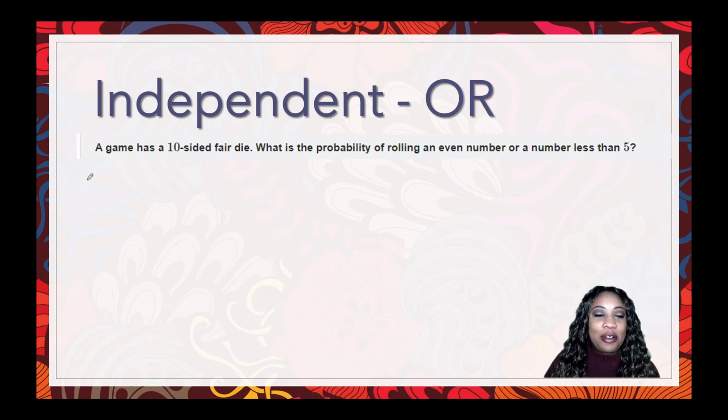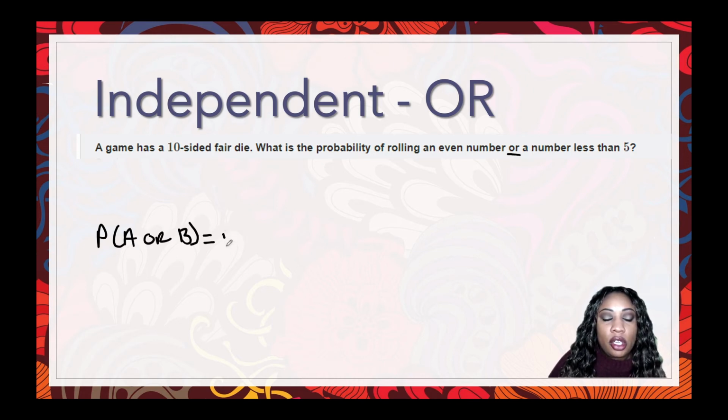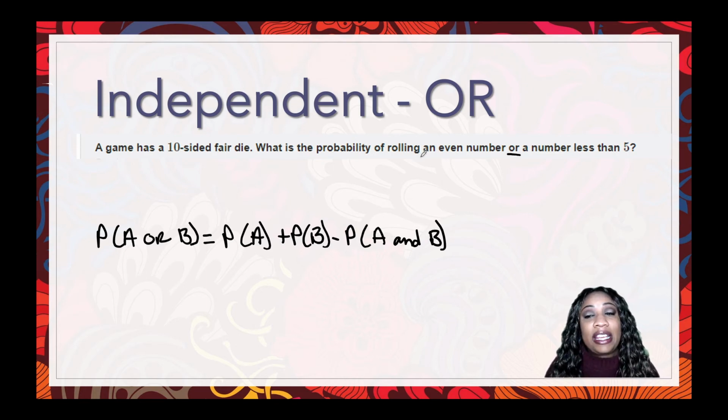All right, let's look at another question. A game has a 10-sided fair die. What is the probability of rolling an even number or a number less than 5? So here is our keyword to let us know we are going to use our OR formula. So you have the probability of A plus the probability of B minus the probability of A and B. And again, I know that there is going to be something to subtract because I can roll an even number and I'll also be able to do a number less than 5.